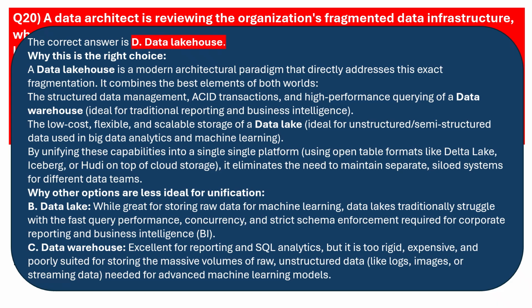Why other options are less ideal for unification? B. Data lake. While great for storing raw data for machine learning, data lakes traditionally struggle with the fast query performance, concurrency, and strict schema enforcement required for corporate reporting and business intelligence (BI). C. Data warehouse. Excellent for reporting in SQL analytics, but it is too rigid, expensive, and poorly suited for storing the massive volumes of raw, unstructured data, like logs, images, or streaming data, needed for advanced machine learning models.